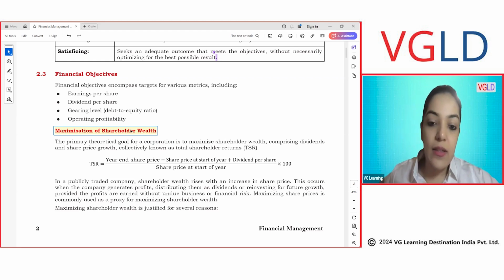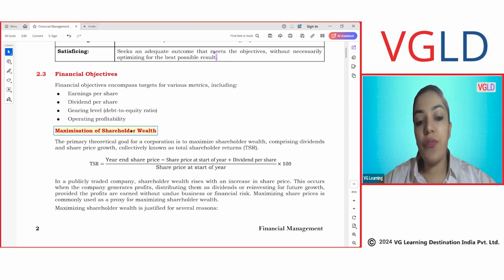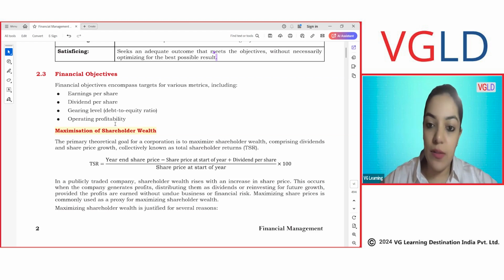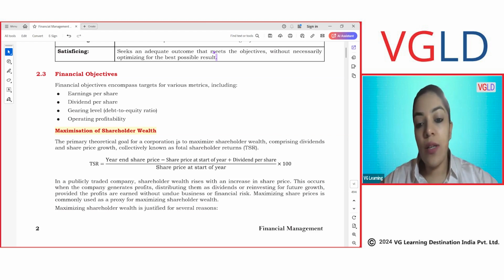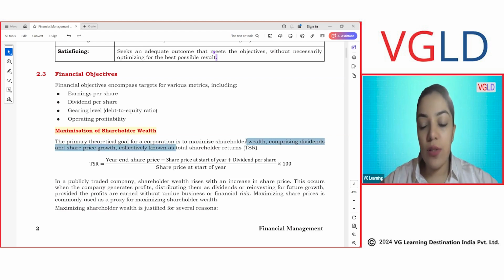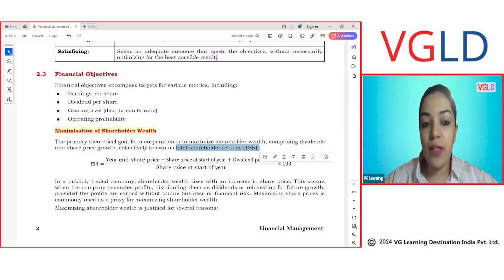So when we say that the wealth of the shareholders is increasing, it refers to the growth in the share price and the dividends which are paid on the shares to the shareholders. This is known as total shareholder return. So how can we understand whether wealth of shareholders is being created? By measuring total shareholder return.